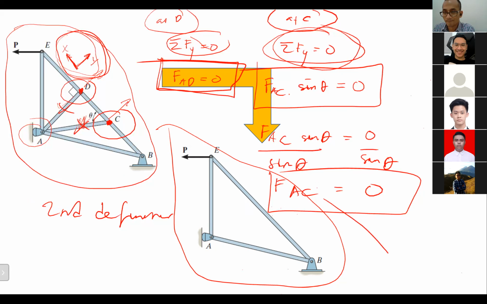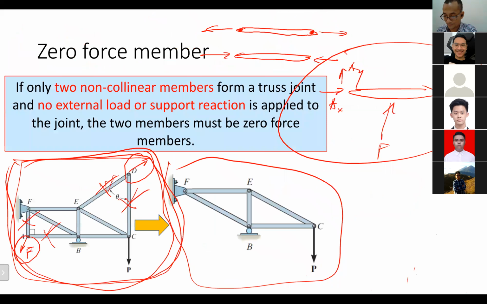Yes, sir. I'd like to ask about the first kind, the first slide. Here it is seen that D is a joint, right? D here is a joint. Yes, correct. What if D is not a joint, like a pivot? Can we assume DE and DC are zero force members also, or can we not?